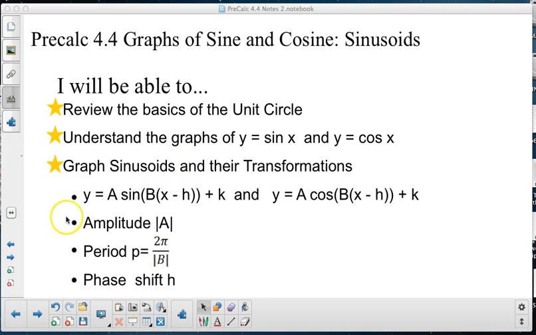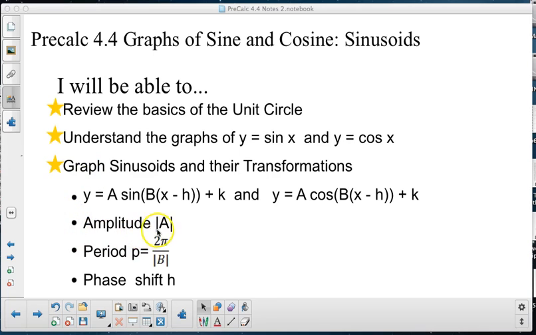Now we'll be able to talk about A, B, H, and K, where A is the vertical stretch and compression, B is the horizontal stretch and compression, H is your shift of the graph left or right, and K is your shift of the graph up and down. That's the same with cosine, and we'll be exploring that through this section.